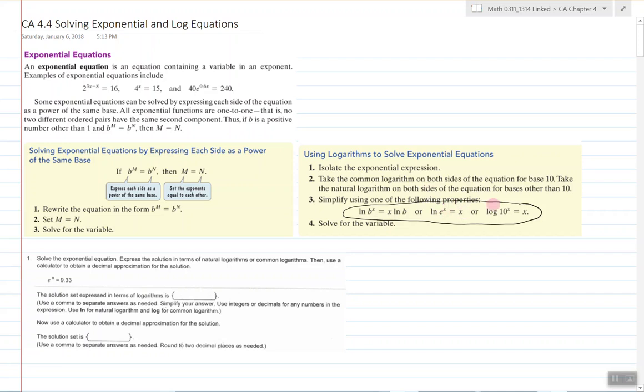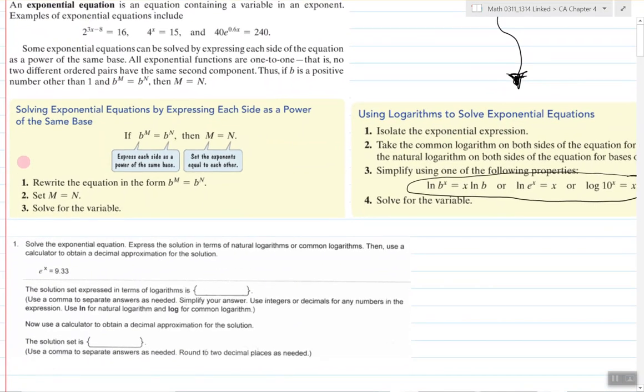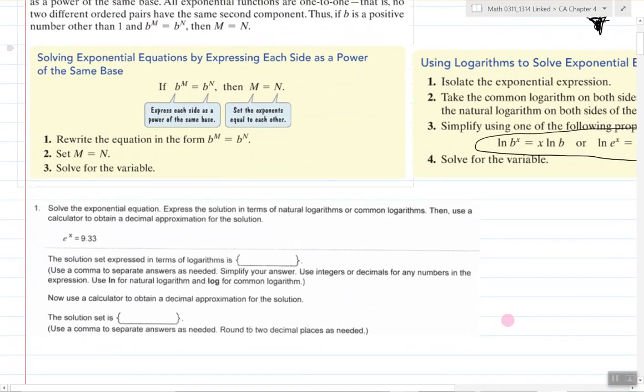If we get to use common logs, in other words, if the base is 10 in the problem, then the common log of 10 to the x is x. You'll see what I'm talking about as we look at each one of the examples, but it is this box and its information that I think you will want to write down. All right, let's look at number 1.